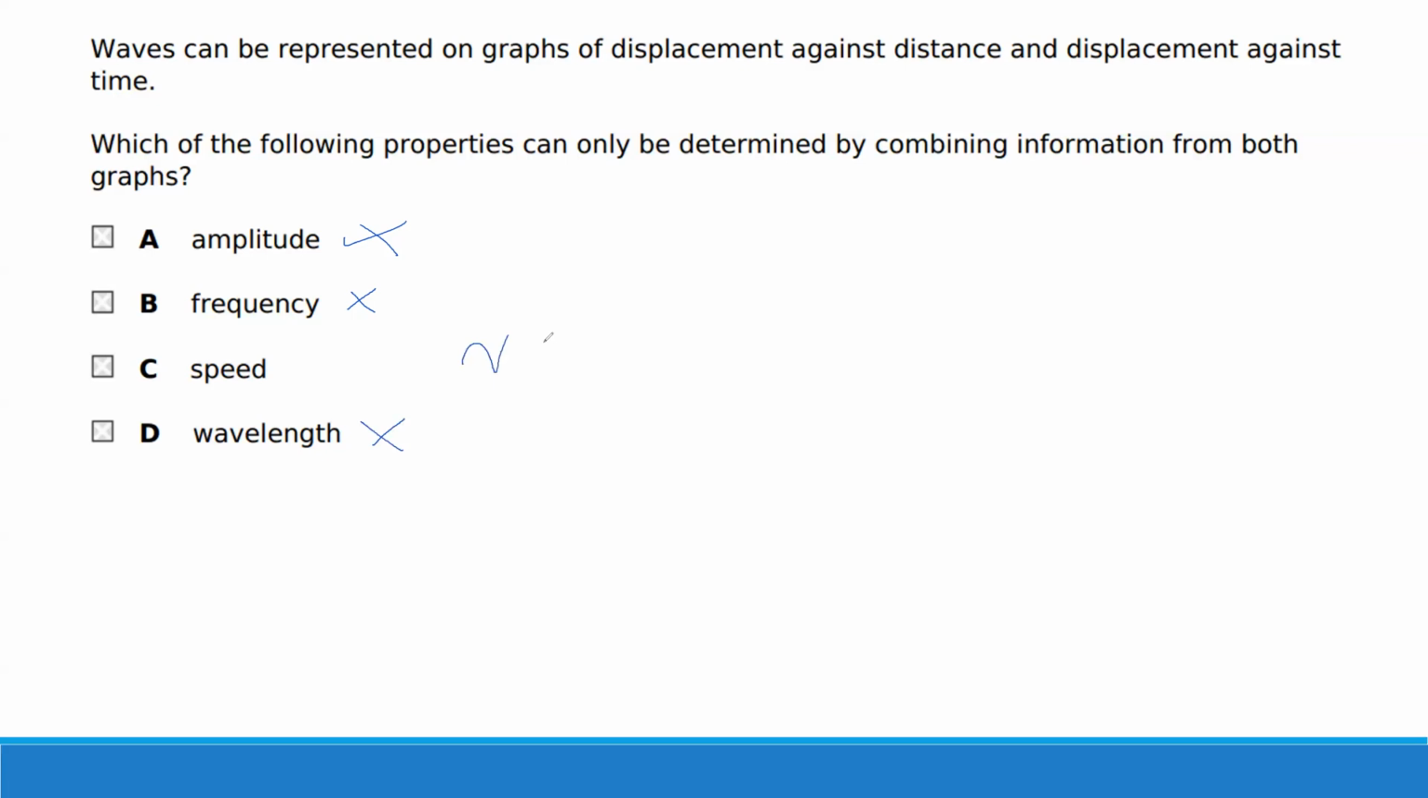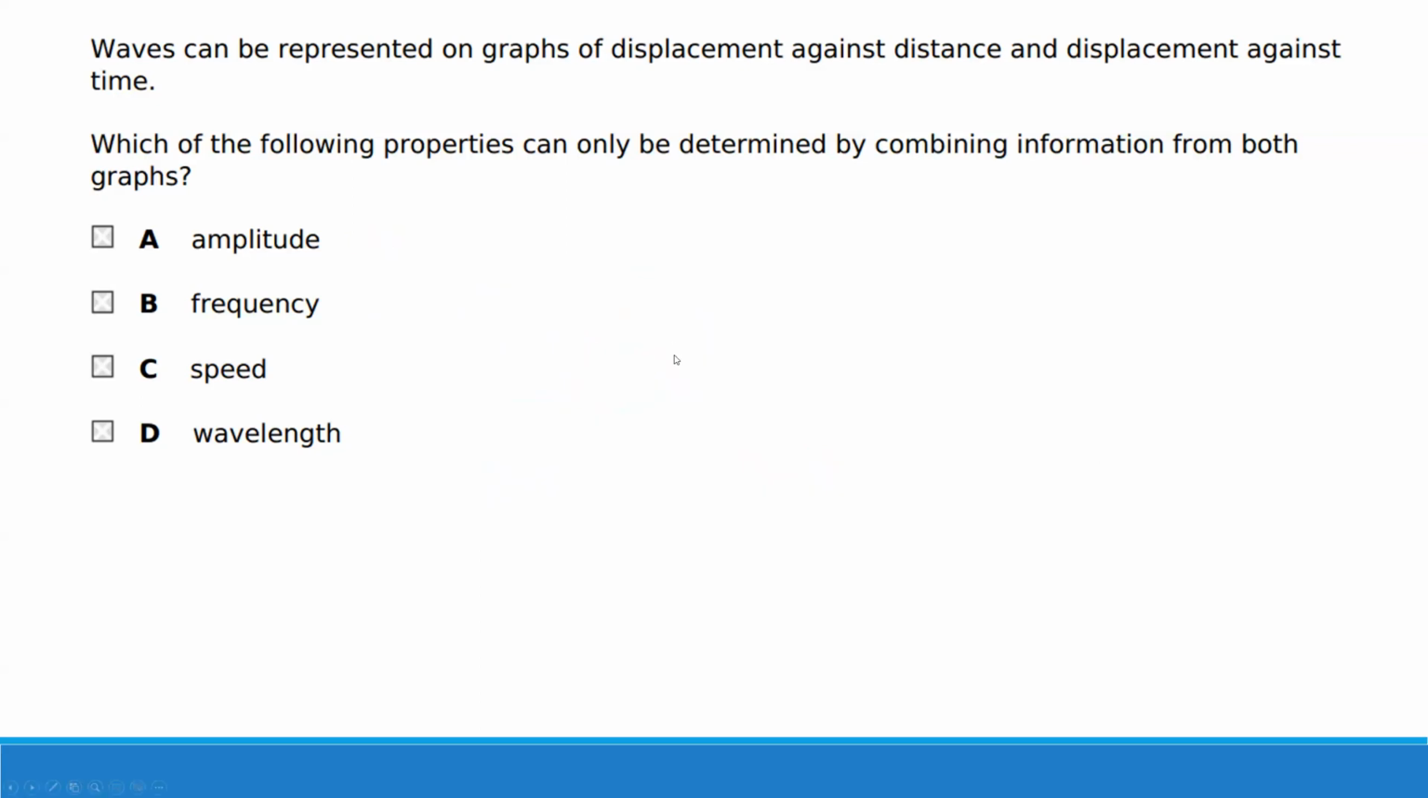However, speed is equal to frequency times wavelength from the data sheet. I need the frequency, i.e. the displacement time graph, and I need the wavelength, meaning I need the displacement distance graph. So yes, I need both the displacement time and the displacement distance graph for speed. Excellent, very well done.